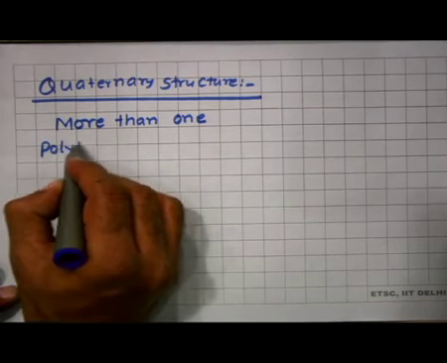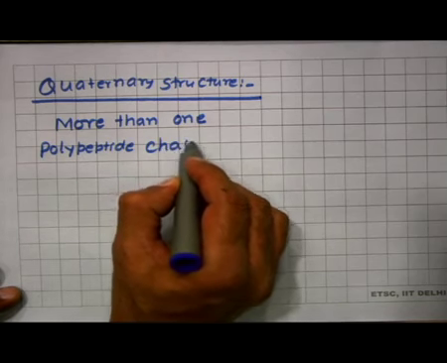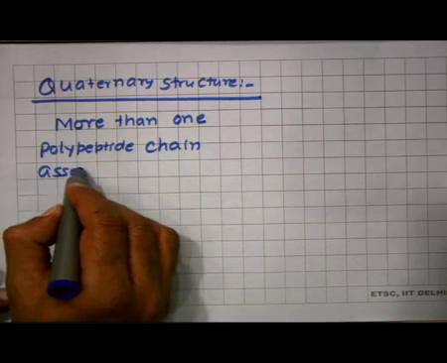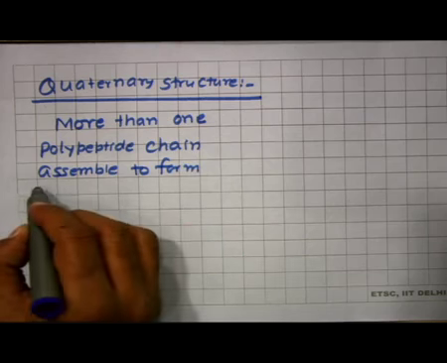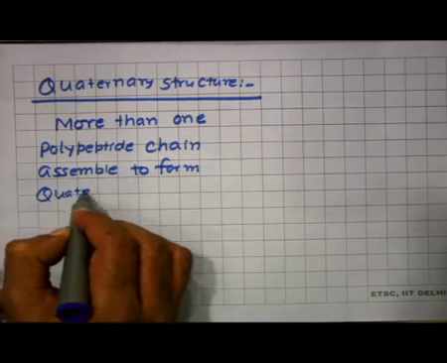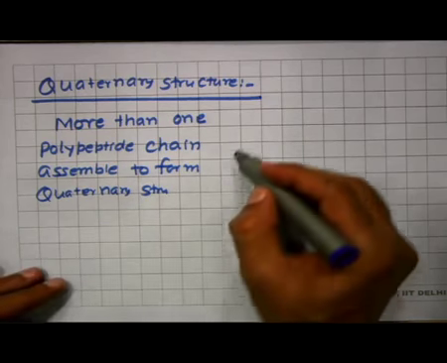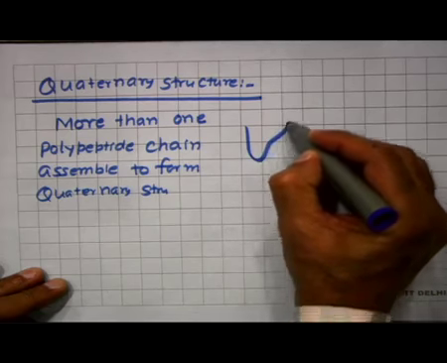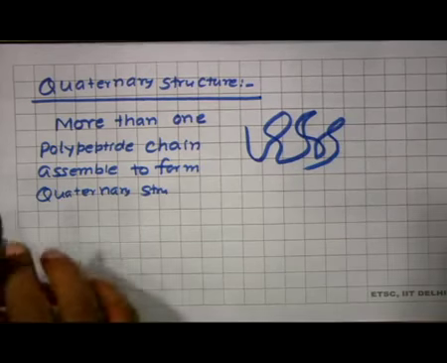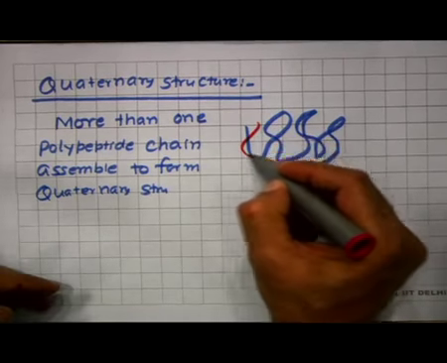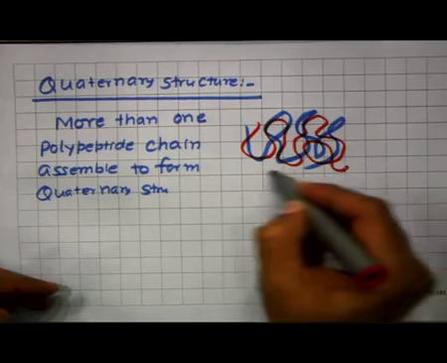polypeptide chain assemble to form quaternary structure. Just like when you see, this is one type of protein, and in that case another type of helix is also assembled.